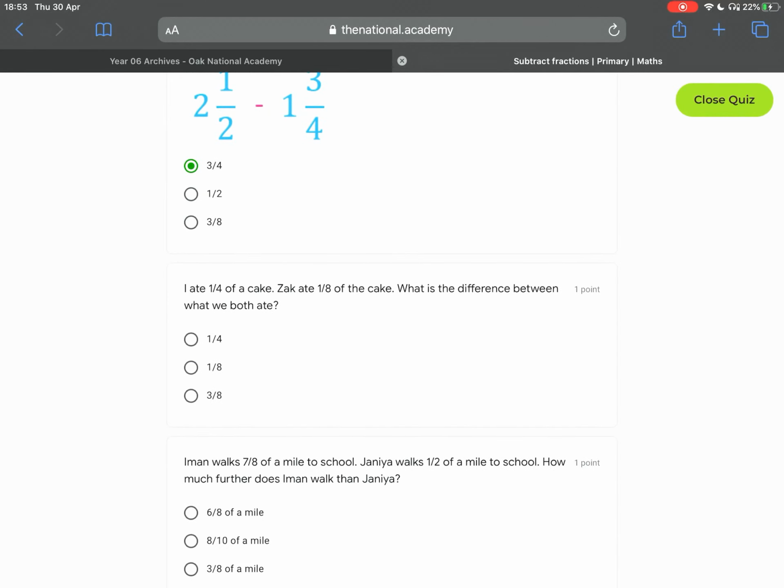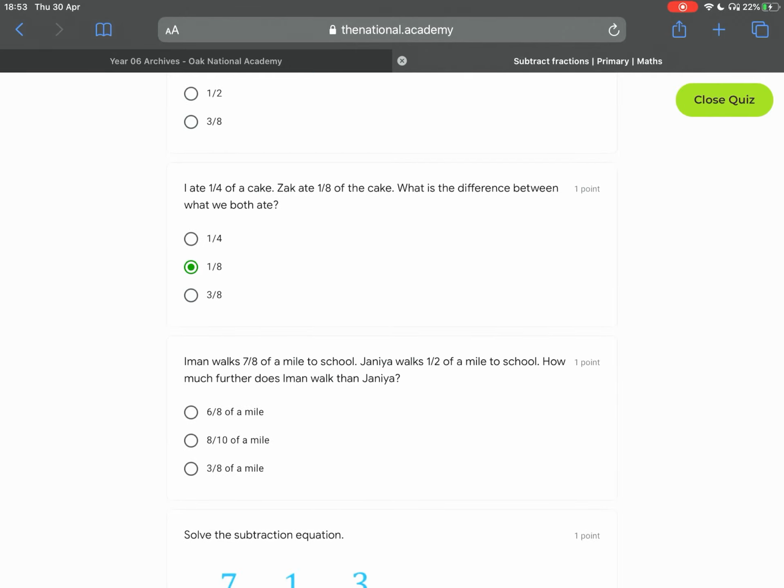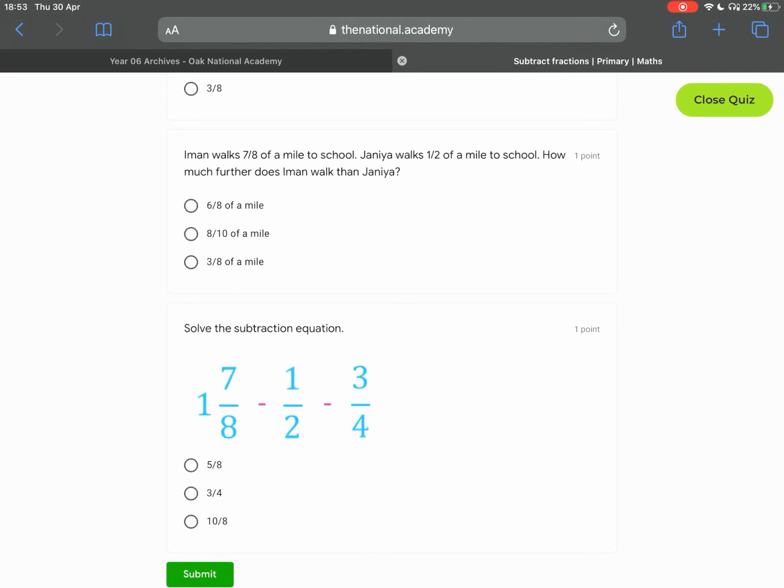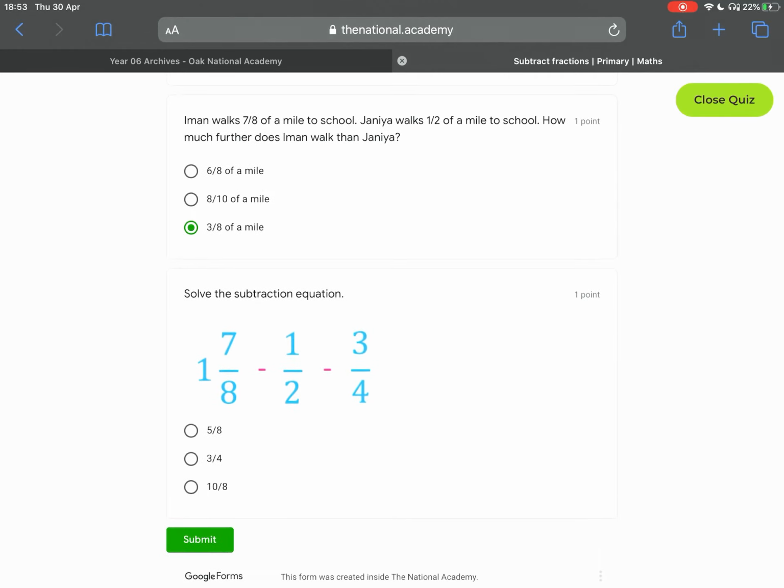I ate 1/4 of a cake. Zach ate 1/8 of a cake. What is the difference between what we both ate? That would be 1/8. A man walks 7/8 of a mile to school. Jania walks half of a mile to school. How much further does Iman walk than Jania? Let's see. So this would be times that half by 4, which would be this. So it would be 3/8 of a mile.